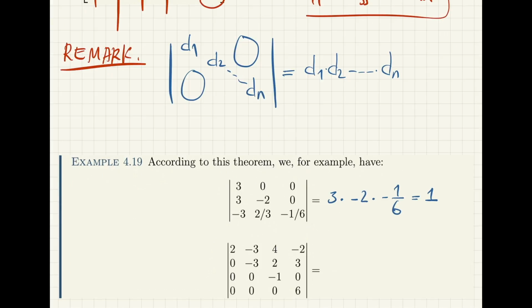And then let us go to the next one. So here, if you look at this main diagonal, of course you have some elements above that not equal to 0, but that's not important. What is important is that everything below the main diagonal is equal to 0. So this is an upper triangular matrix. But this theorem also works for upper triangular matrices. So if I want to calculate the determinant, I have to multiply the elements on the main diagonal together, yes? So this becomes 2 times minus 3 times minus 1 times 6. So it becomes 36. Okay?